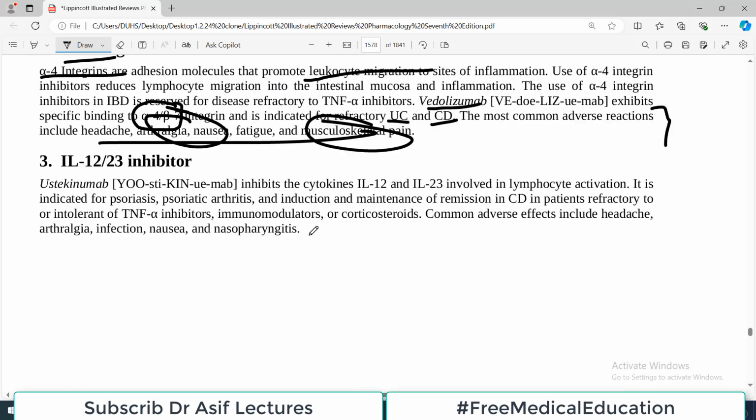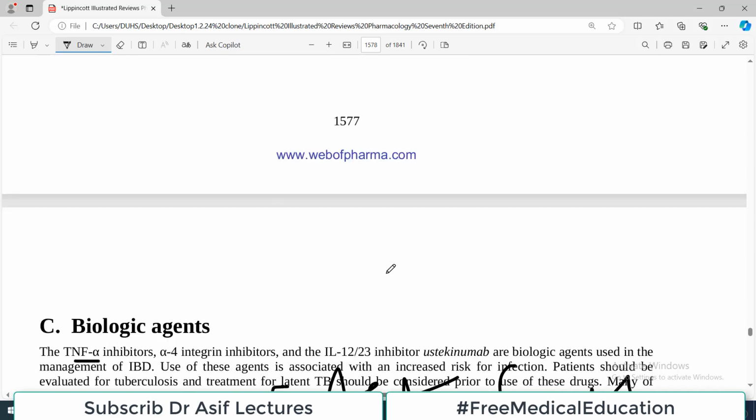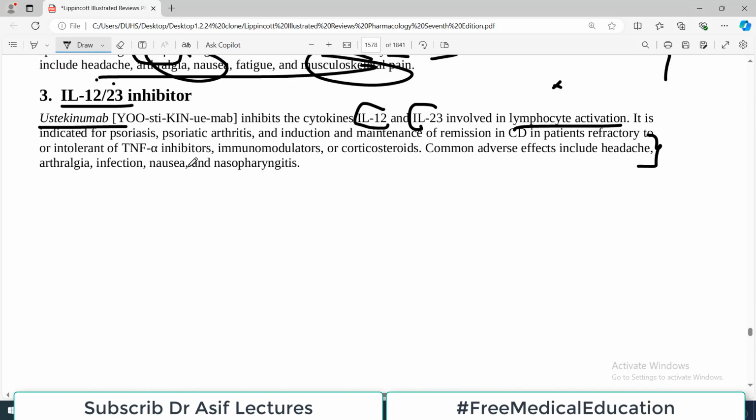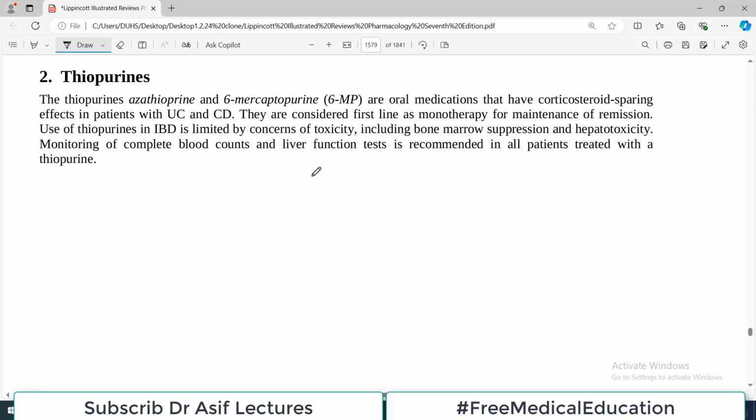Then we have a group of drugs known as interleukin 12 and 23 inhibitors, particularly ustekinumab, which inhibits interleukin 12 and 23, and they are very much involved in lymphocyte activation. So you try to block lymphocyte activation. Okay, it also has severe side effects. Now, these are the biological agents. Let's move on to the last category, which is the immunomodulators.